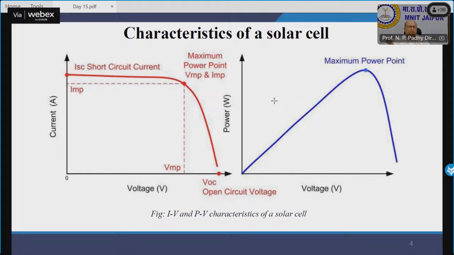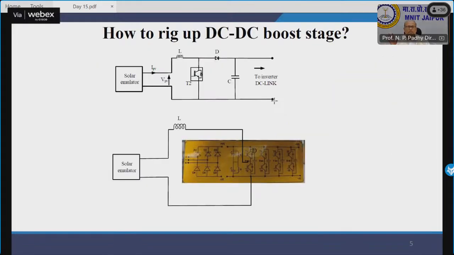The IV and PV characteristics give you an idea of how open circuit voltage takes place, how short circuit current takes place, how the maximum power point V_mp and I_mp take place, as well as the maximum power point from the PV characteristic. Now, this is how to rig up a DC-DC boost stage, because most of the time the DC voltage that we produce cannot directly be injected to AC, since sometimes you need to boost DC to DC and then AC. And that is very commonly seen.